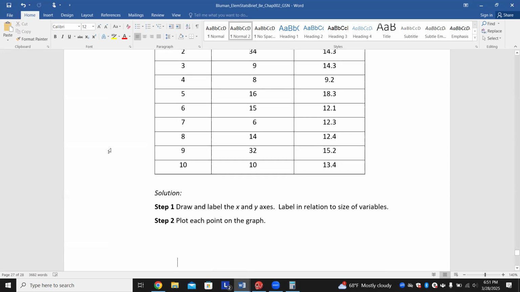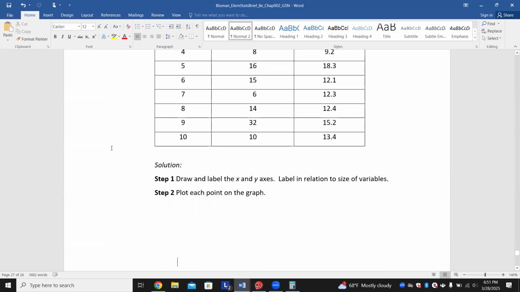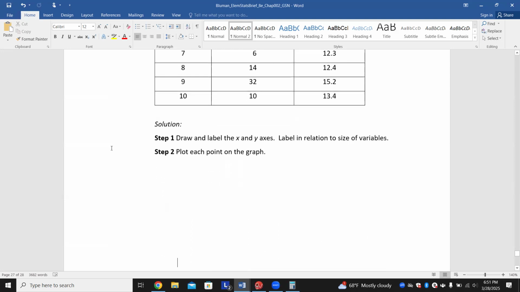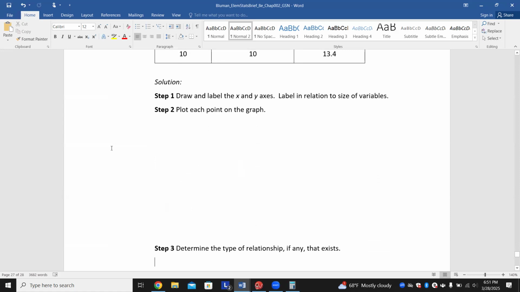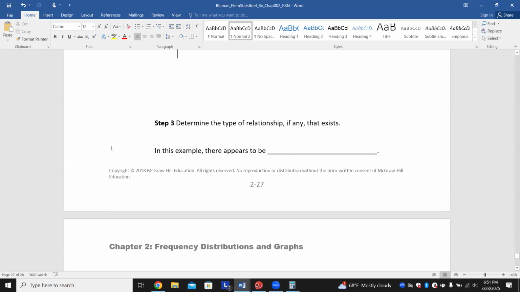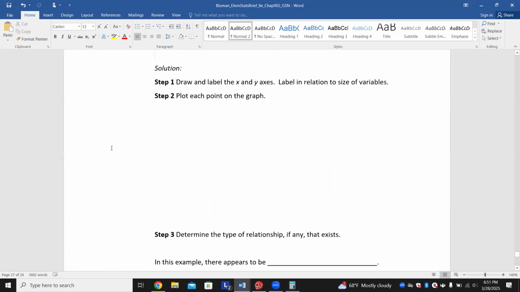So again, we want to start off by drawing and labeling our X and Y axis, and then label in relation to the size of the variable, and then we're going to plot the data. So here we go. Oh, it did it for us. Oh, it didn't. All right, cool. Let's do this together.